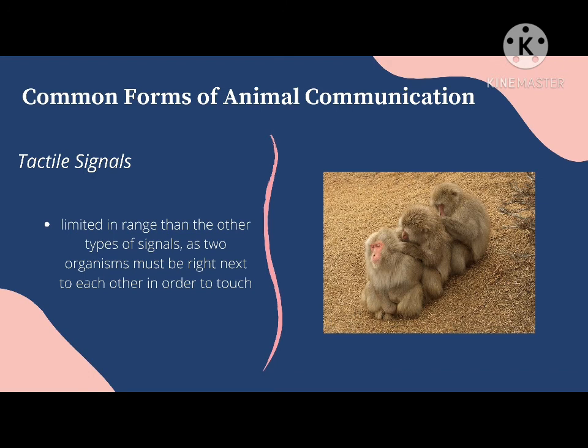The last one is tactile signals, or touch. These signals are more limited in range than the other types of signals, as two organisms must be right next to each other in order to touch. These signals play an important role in social relationships. For example, in primate species, the members of the group will groom one another, remove parasites, and perform other hygiene tasks. This behavior reinforces cooperation and social bonds among the group members.